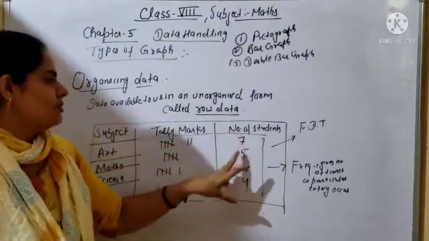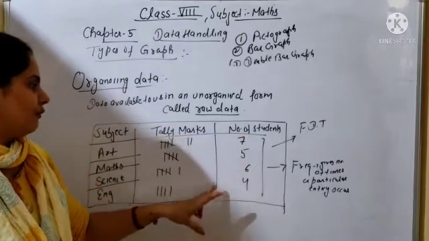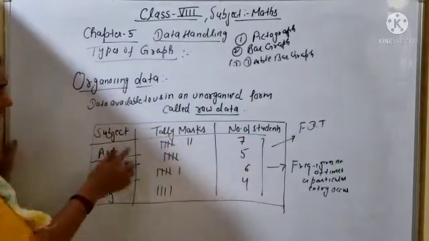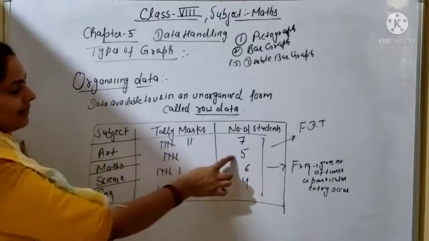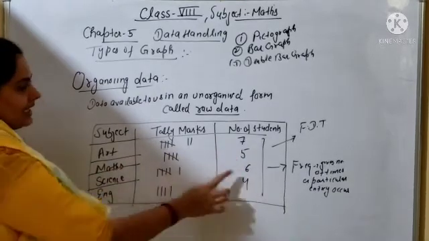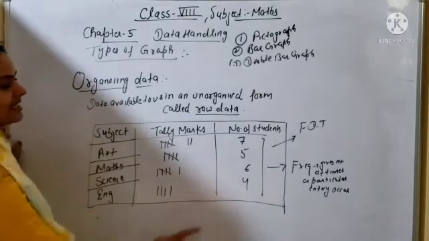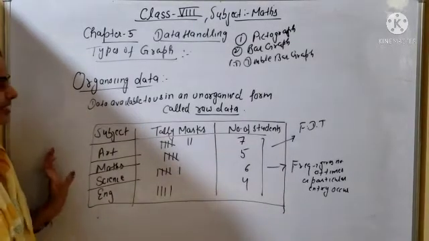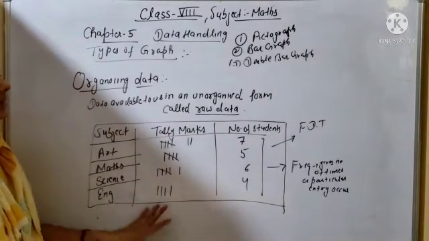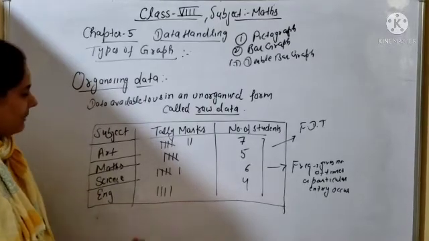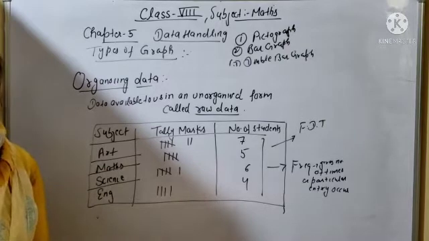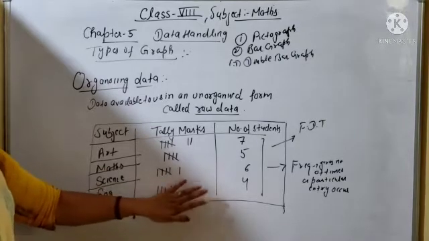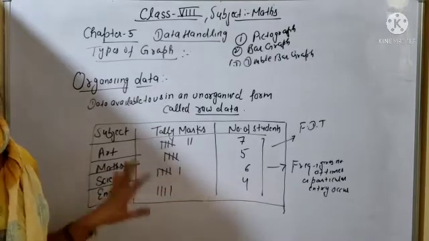Here the number of students is 7, 5, 6 and 4. Art is taken by 7 students, maths by 5 students, science by 6 students, and English by 4 students. So this is the complete table. When you represent and organize your data with this type of table, it is called the frequency distribution table.